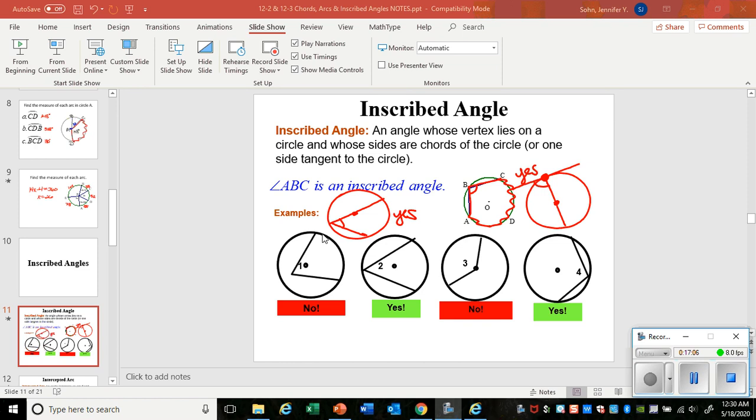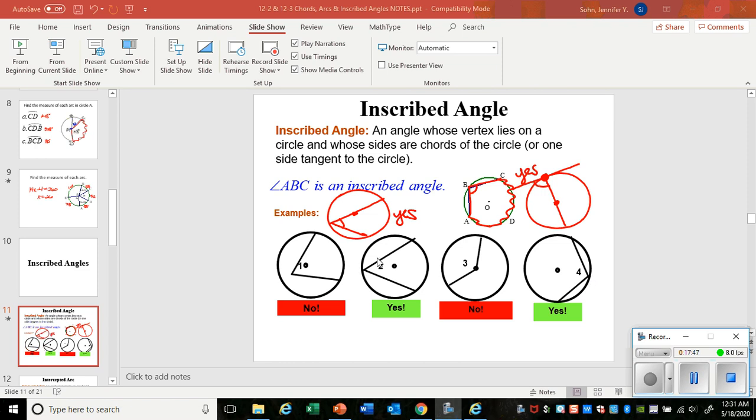So the sides have to be chords. It needs to touch the circle, this vertex part. Right here, it starts here. It's not on the circle. It's not touching. So this is an angle inside of a circle, but it's not inscribed. It's just a regular angle in a circle. But this one is inscribed because the vertex where the angle is lies on the circle. This one, no, it's just touching the center. But this one is okay. This one is on the circle, touching the circle.